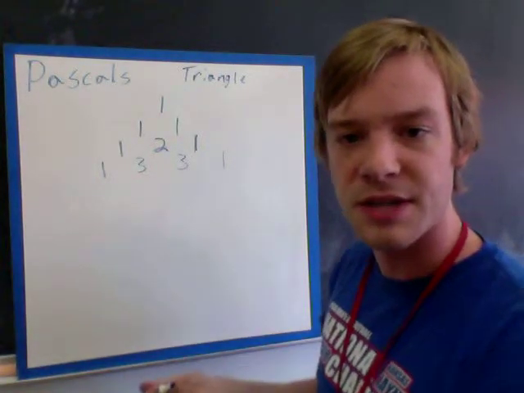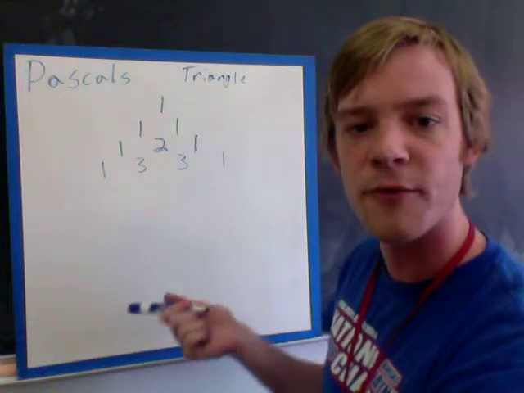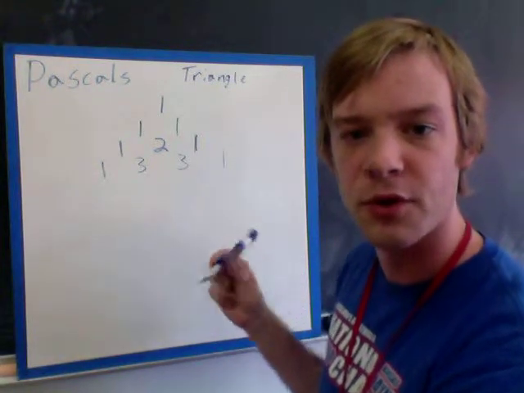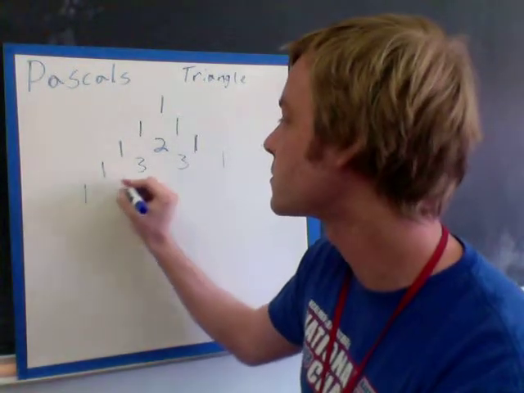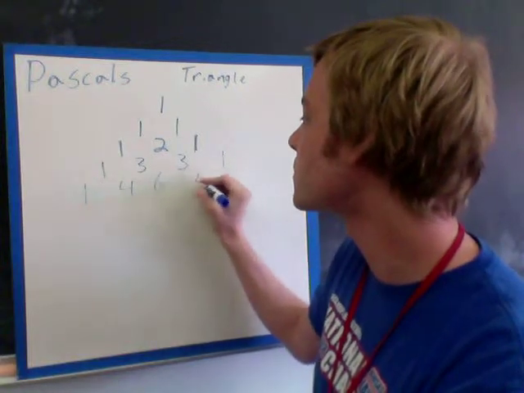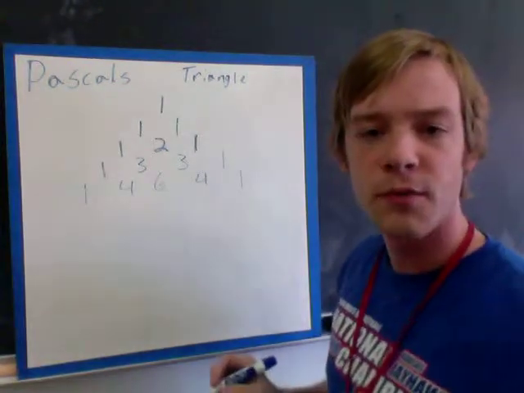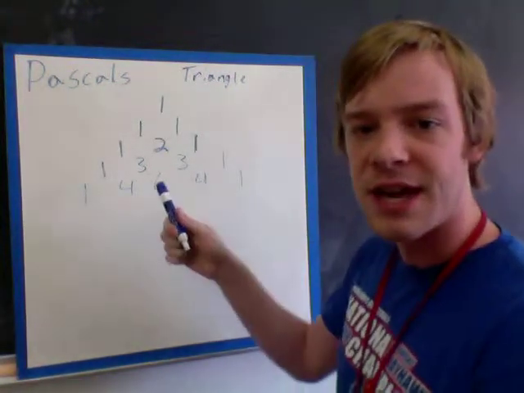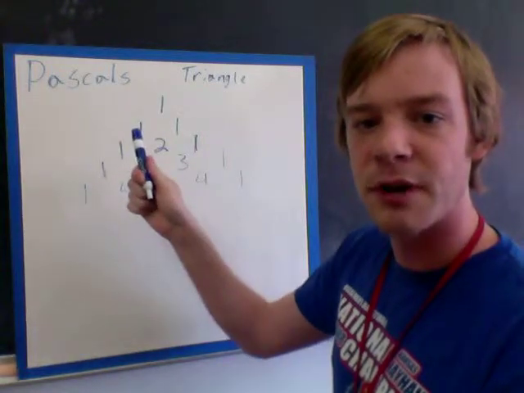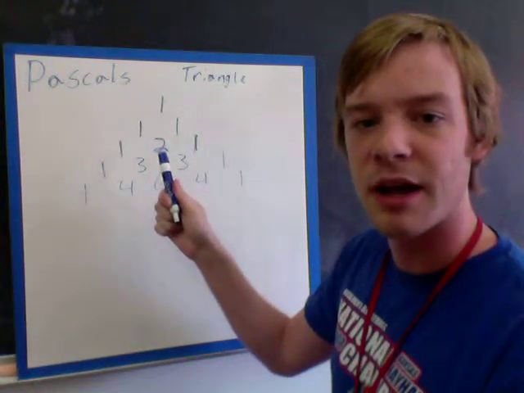Continuing, the last example I showed you, we had 1, 4, 6, 4, 1 for our coefficients. Hopefully you're starting to notice a pattern here. If I take the two numbers that are right above and I add them together, I get what's down below.